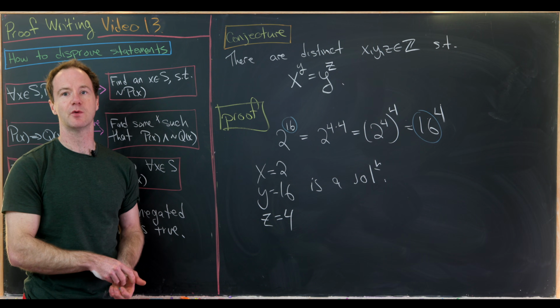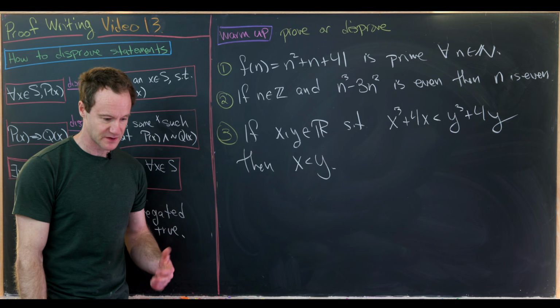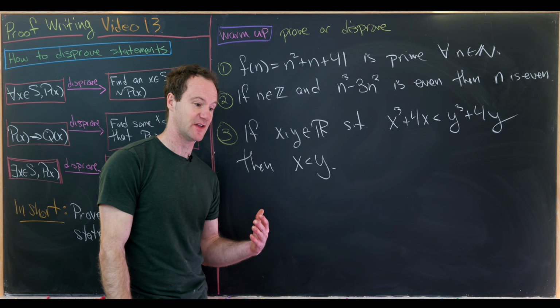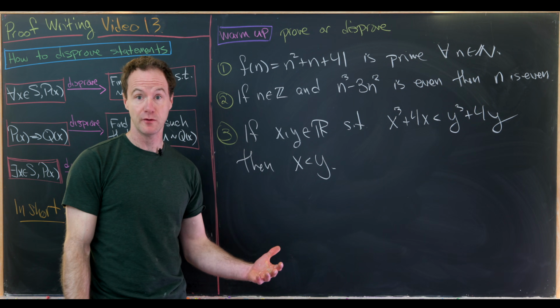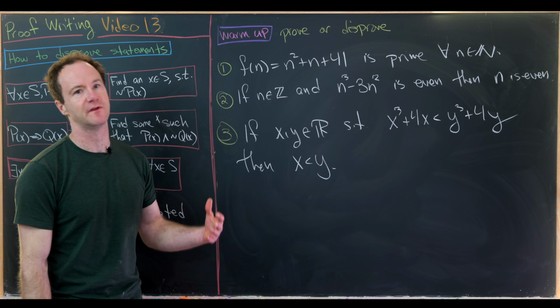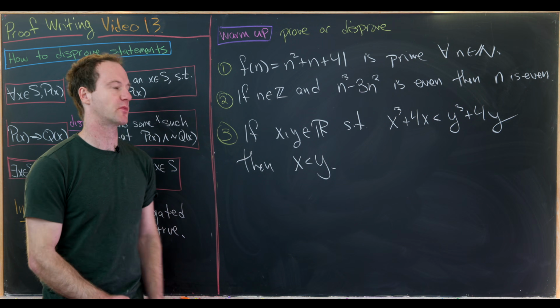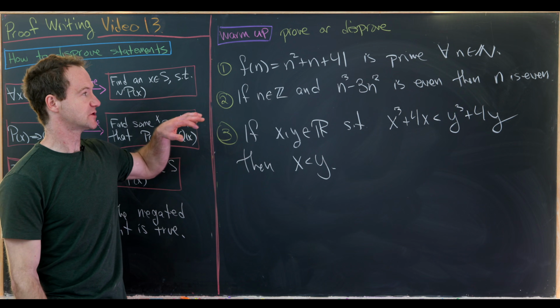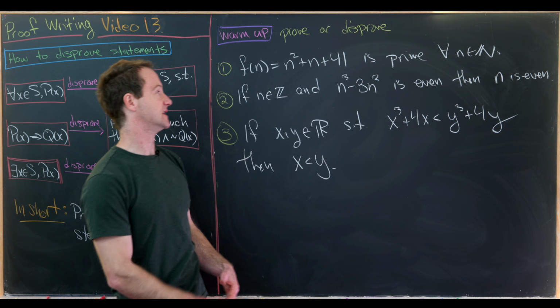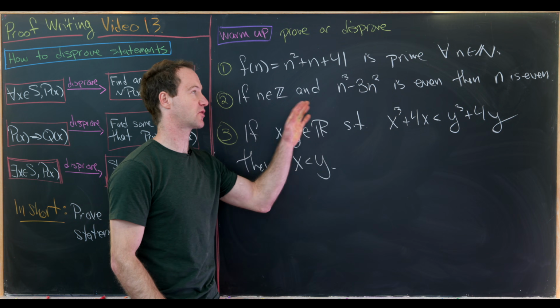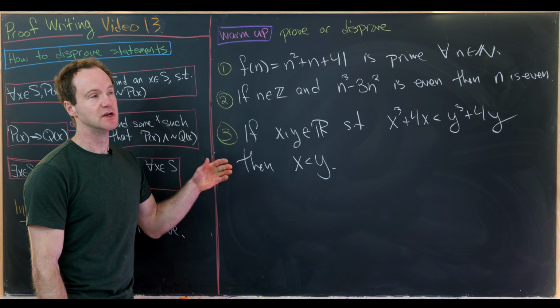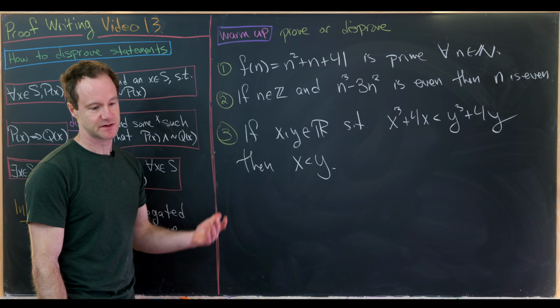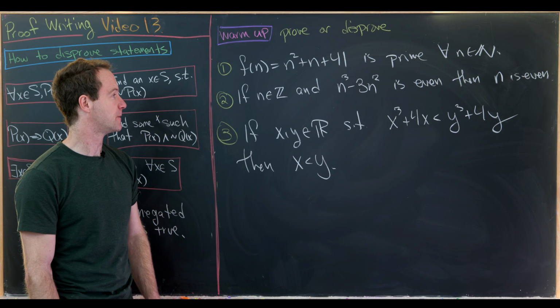Okay, now I'm going to leave you with some warm-ups. So for the warm-up exercises, your goal is to decide if they are true and then prove them if they are true or prove that they are false by appropriate methods. So this first one is f of n equals n squared plus n plus 41 is prime for all natural numbers n. So decide if that is true or false and then prove it accordingly.